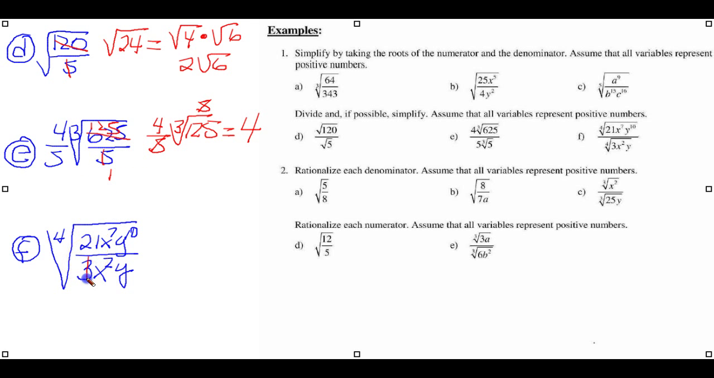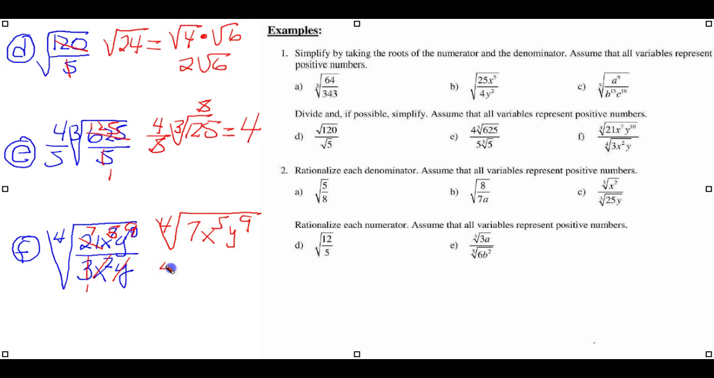Now here the 3 will go into there once. 3 will go into there 7 times. X to the second goes into there. This becomes a 5. This cancels out, and this will become a 9. And this cancels out. So we now have the 4th root of 7 x to the 5th y to the 9th. And we're asked to simplify.